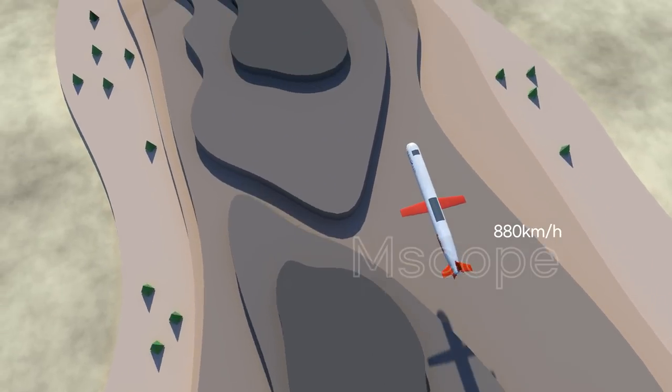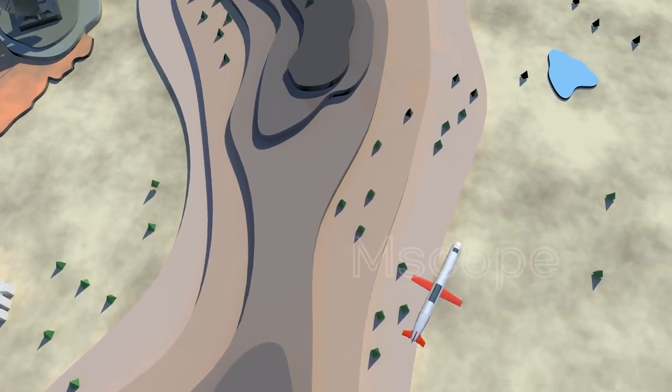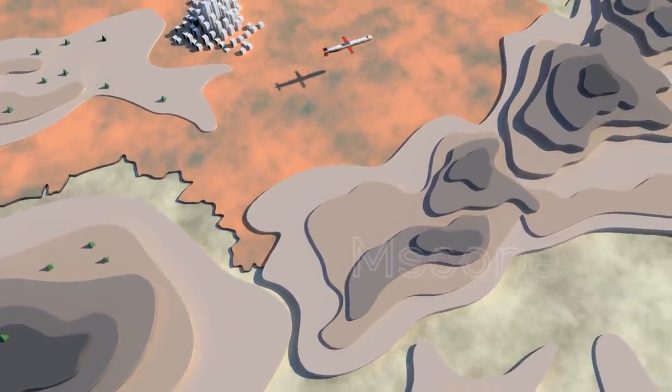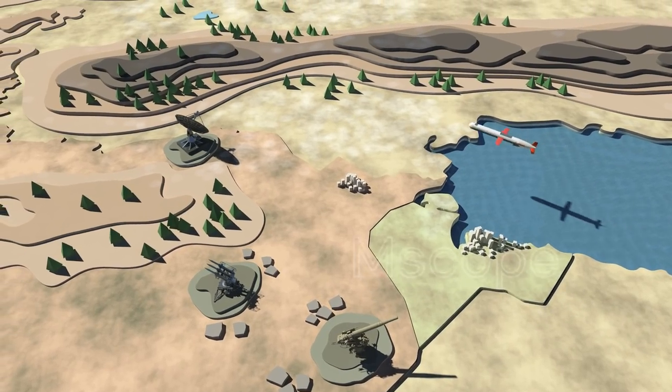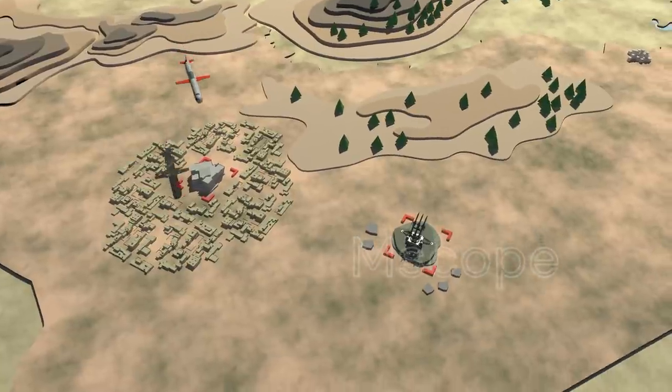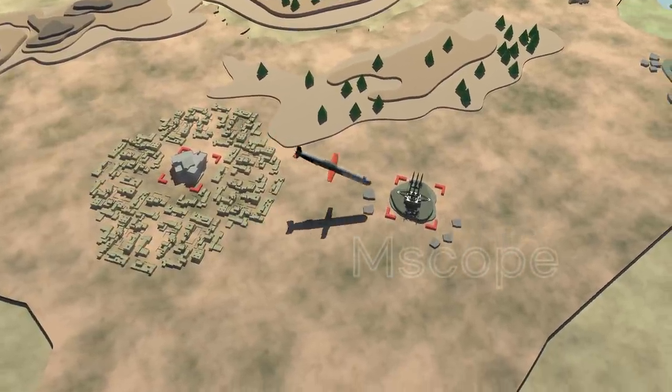Tomahawk flies at a speed similar to that of passenger planes. Although it is very slow compared to other missiles, it can freely steer. Therefore, the Tomahawk missile may detour around the enemy's air defense network and change the target and strike the new target.